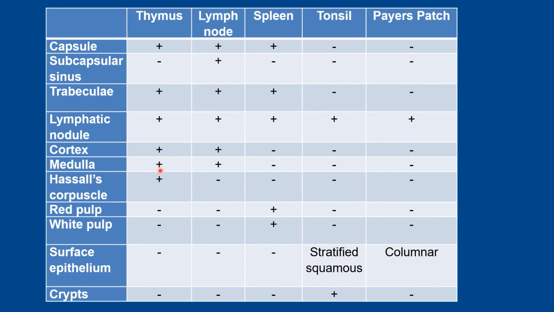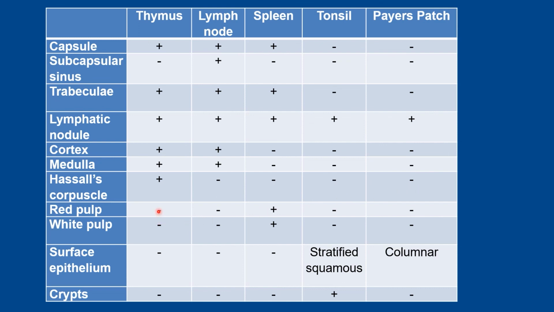Medulla is present in the thymus, and 4 to 5 medullae are continuous because the lobule formation is incomplete. In the lymph node, the medulla contains medullary cords and medullary sinuses. Medulla is absent in the spleen, tonsil and the Peyer's patch. Hassall's corpuscles are unique characteristic features of the epithelio-reticular cells of the thymus. These are the degenerated epithelio-reticular cells. It is absent in lymph node, spleen, tonsil and Peyer's patch.